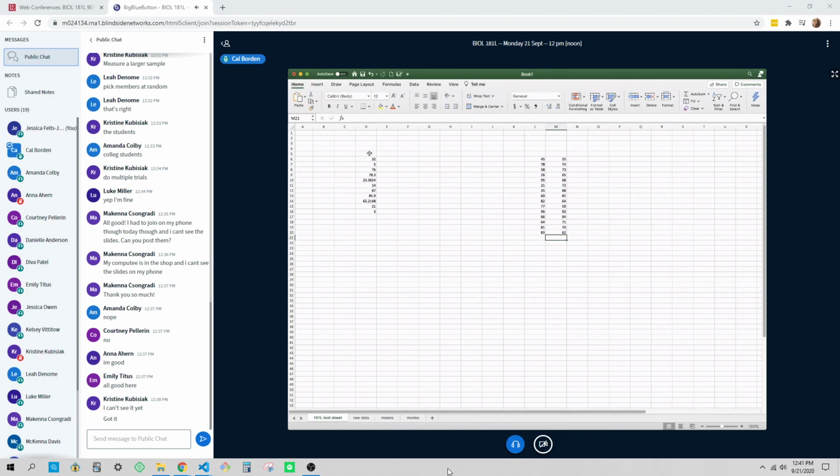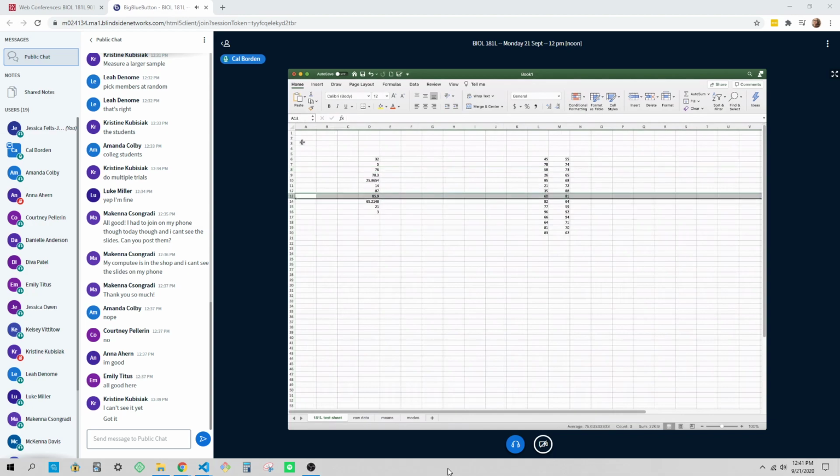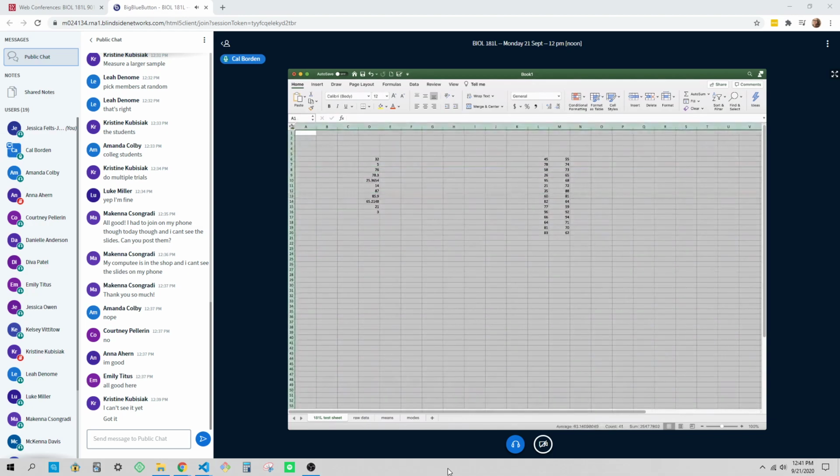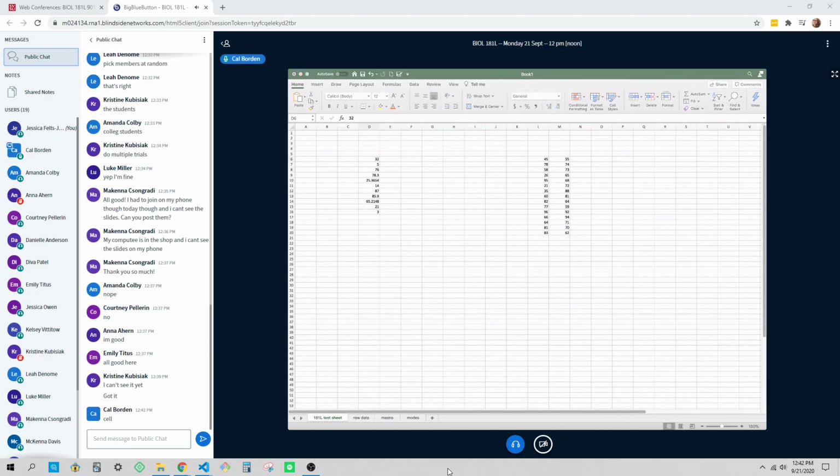Now, you'll notice I have a column here. You can highlight the column by clicking here. You can highlight the rows by clicking here. If I go to this little funky symbol in the corner, I can do it all at once. Okay, now each of these blocks is called a cell. These blocks are called cells, and the cell has a name.